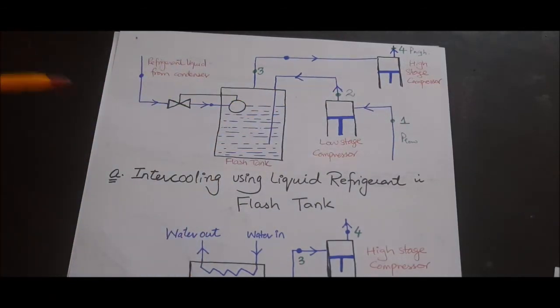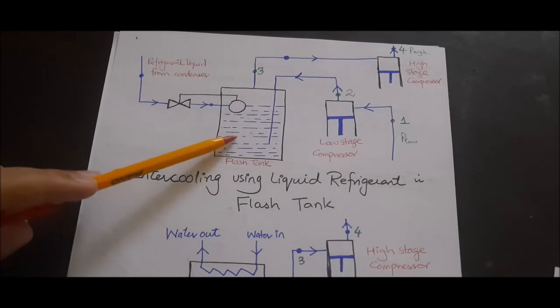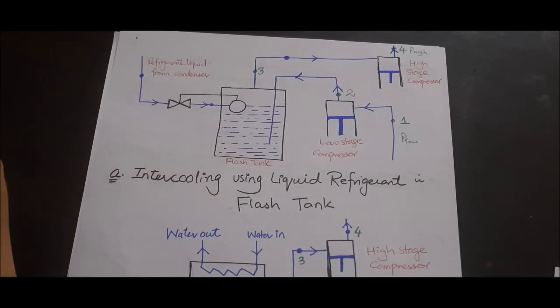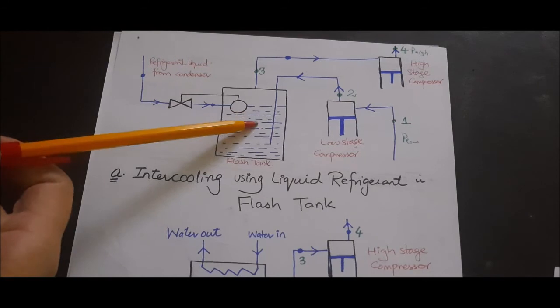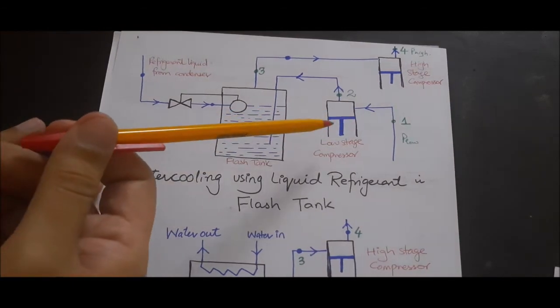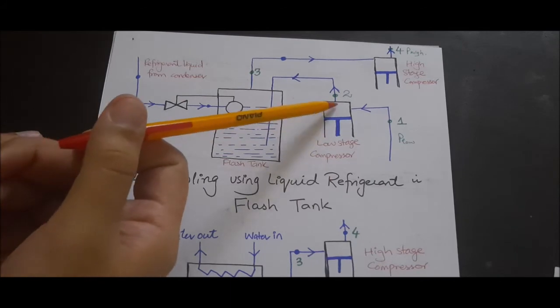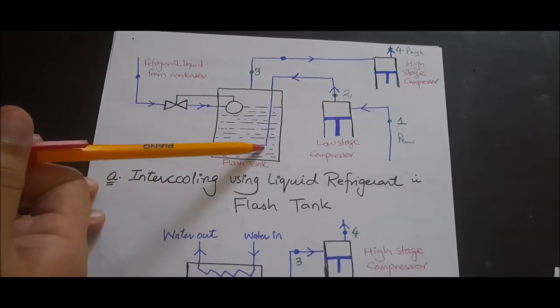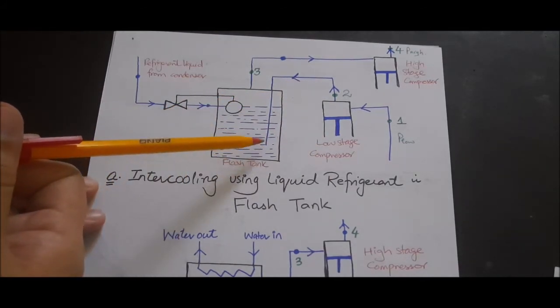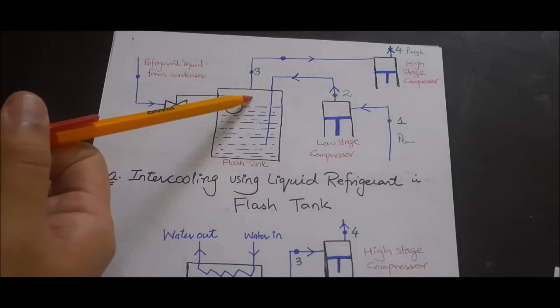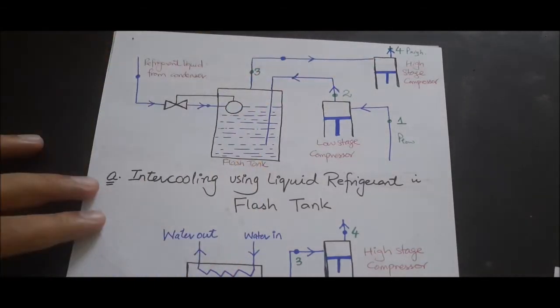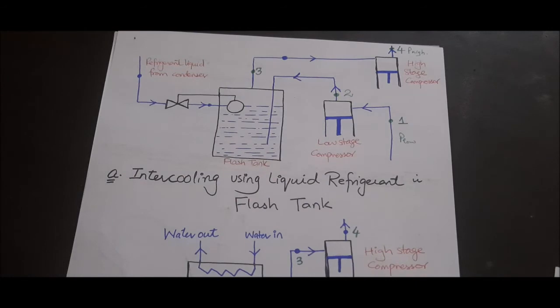The cooling takes place because the refrigerant inside this flash tank is cooler than the vapor coming from the compressor. So when this compression takes place, the vapor comes in, mixes over here, and they get cooled, and then the cool vapors move into the high stage compressor.